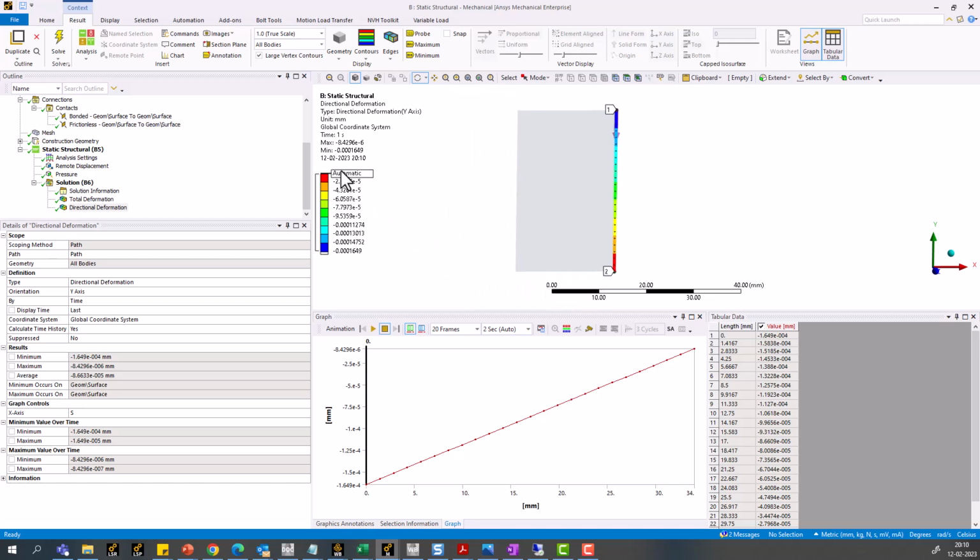The only thing is that it's showing 1 to 2, so it's starting from top to bottom. That's the reason it is showing like that. Otherwise, you will see the red region actually represents a very low value that is near 0.